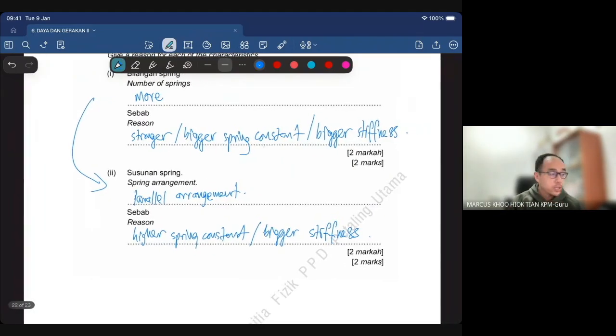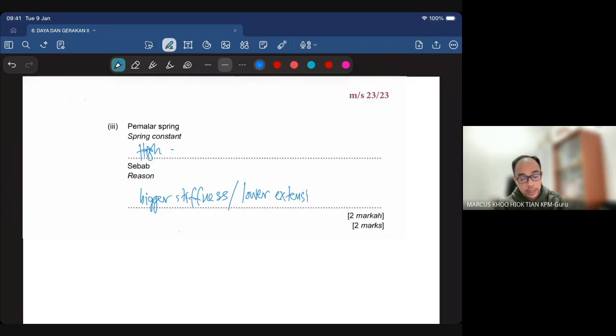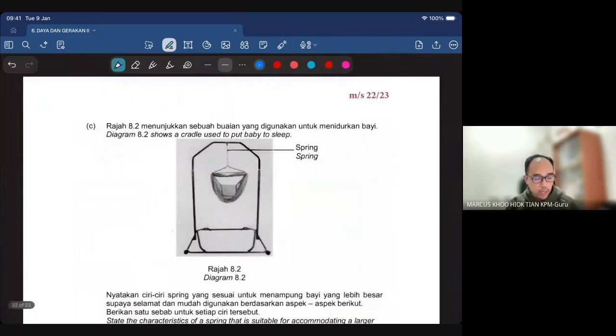I believe we're at the last page. The last one is spring constant: a high spring constant. Higher spring constant usually means bigger stiffness. Another alternative answer will be less extension, a lower extension. This is good because you just want to extend a little bit, not extend like this, otherwise instead of sleeping, the baby will be laughing. So it's not a good idea. You want a lower extension in order for this to be good. I think that's about it for today.